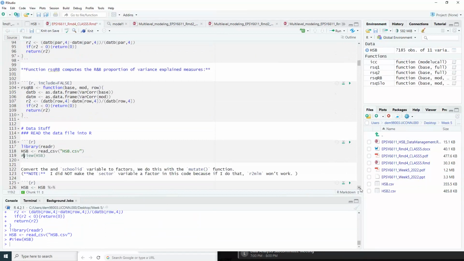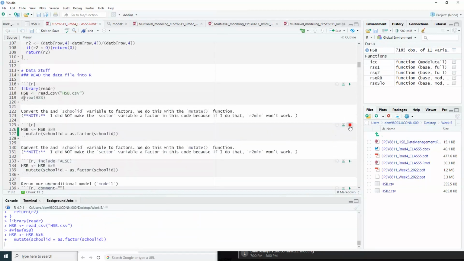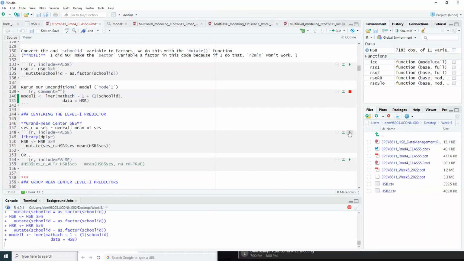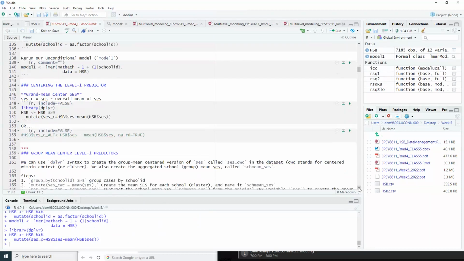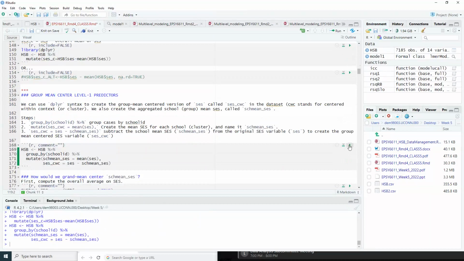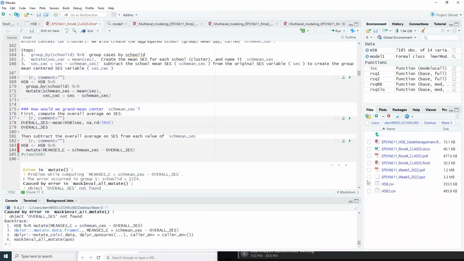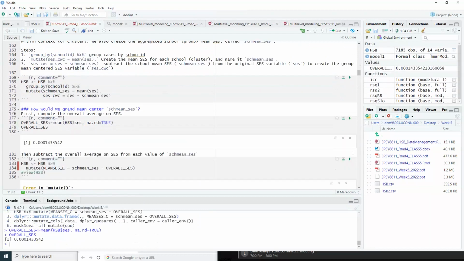Great. Okay. And then I've got to create all my grand mean and group mean centered variables. Kind of annoying, but you can save them out. I thought about doing that, and I did actually create a file like that, but okay. More group mean centering. So all of this stuff has not changed at all since week 1, 2. Overall SES. Oh, because we didn't run that. Not bad. Okay, there we go.